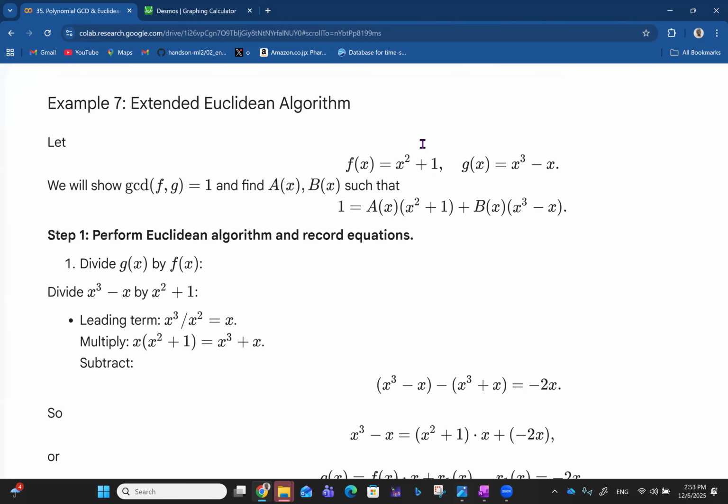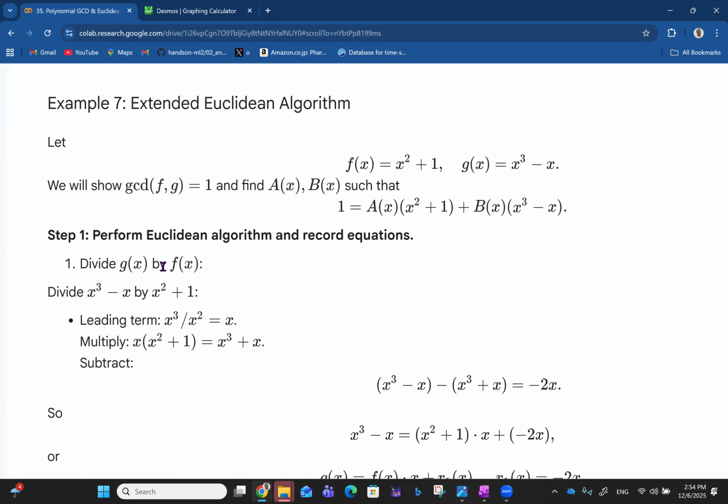Imagine that you have f(x) = x² + 1 and g(x) = x³ - x. We'll show that the GCD of f, g is 1 and find a(x), b(x) such that 1 = a(x)(x² + 1) + b(x)(x³ - x). So first of all, step 1, you perform the Euclidean algorithm and record the equations.